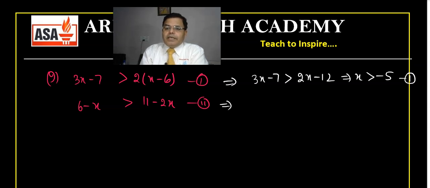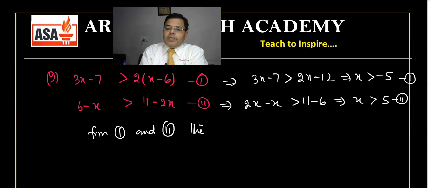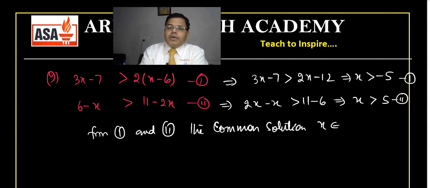The second one, from the second, it is given that 6 minus x, so 2x will come this side, it will be positive, isn't it? So in this case, 2x will be positive and x is negative, is greater than 11 minus 6, so this implies x is greater than 5. This is the second one. So if I am saying that x is greater than 5 and x is greater than minus 5, therefore from the first and second, the common solution is x is greater than 5, or x belongs to 5 to infinity. You can write like this.